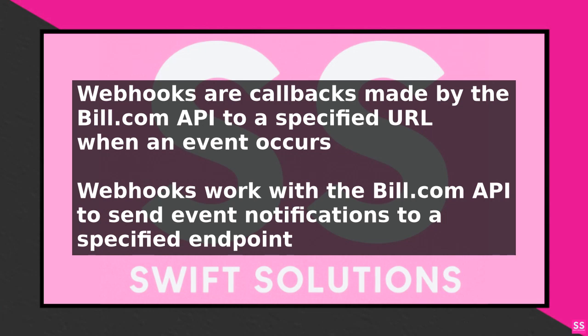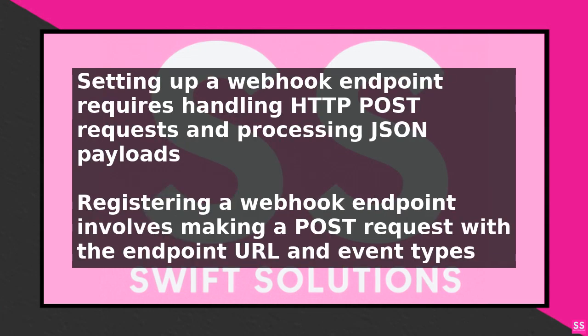First, you need to set up a webhook endpoint, which is the URL that the bill.com API will send the event notifications to. This endpoint should be able to handle HTTP POST requests and process the JSON payload sent by the bill.com API. Next, you need to register your webhook endpoint with the bill.com API.